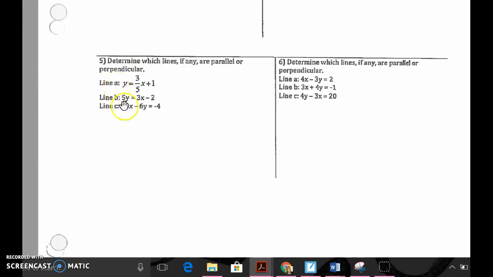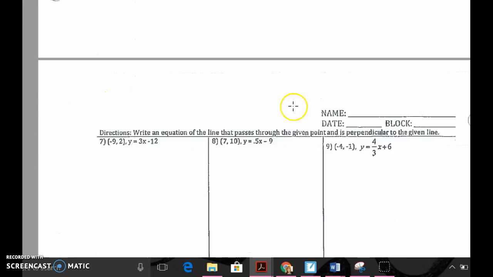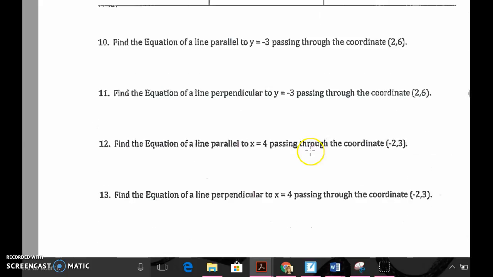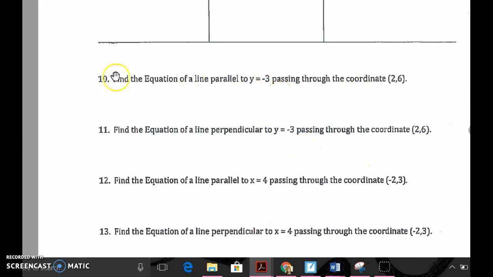You're going to have to determine which lines are perpendicular and parallel. On the back is just like the example that I did. You're going to have to write an equation that passes through a given point that's perpendicular. And then here, you're writing the equation to those lines.